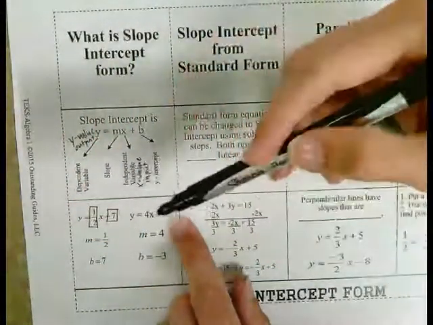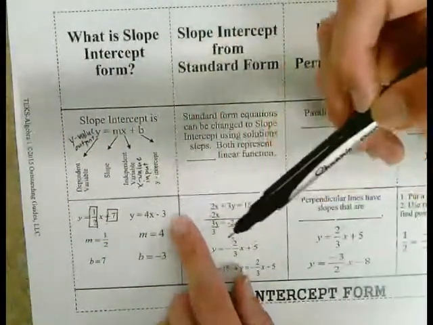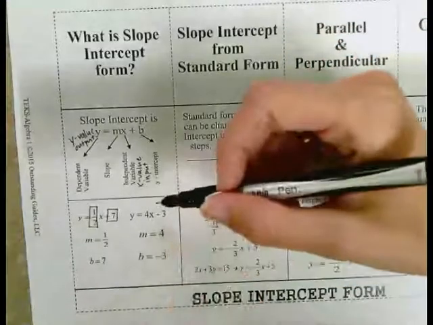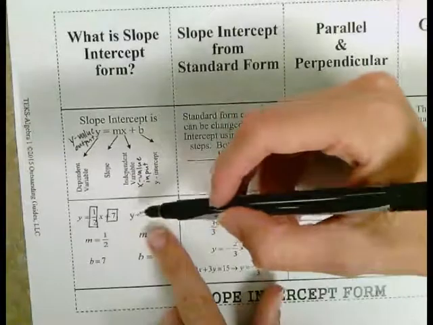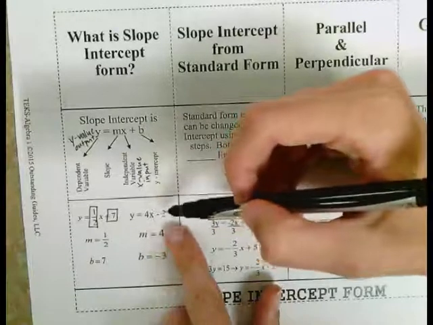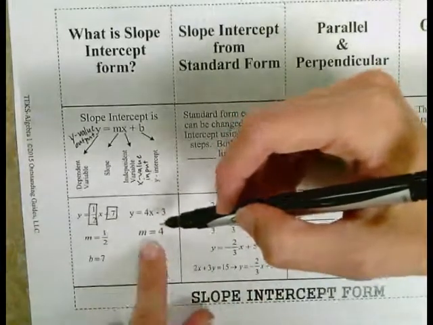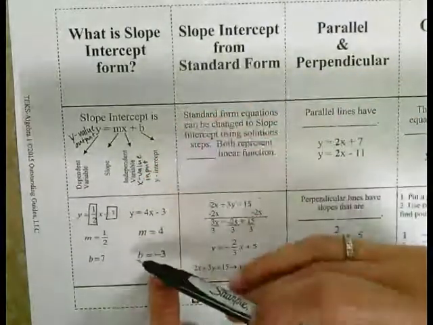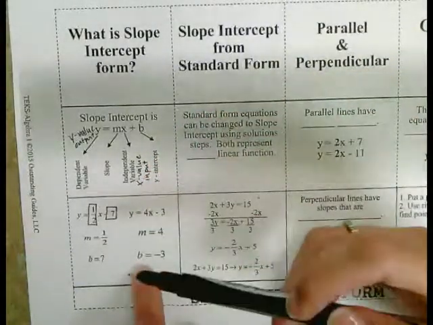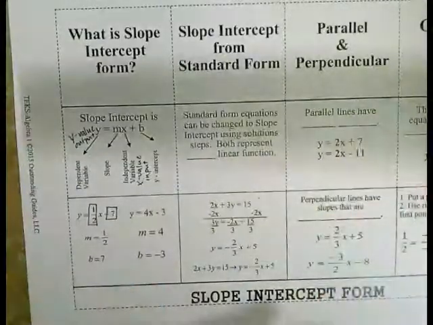Okay. Now, this next one is pretty similar, but I really want you to be able to know the pieces of slope-intercept form. So y equals 4x minus 3. Well, m is the slope, and m equals 4. And then your b value, your y-intercept, equals -3.